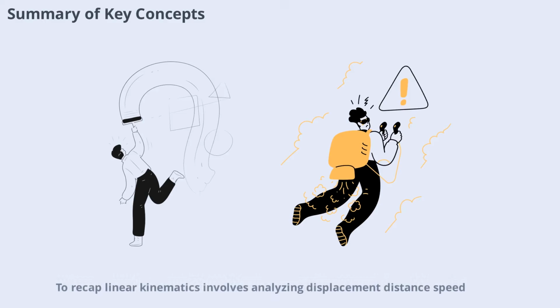To recap, linear kinematics involves analyzing displacement, distance, speed, velocity, and acceleration. Each variable provides unique insights into how we move, and together they form the foundation of biomechanical analysis. By understanding these concepts, we can improve performance, prevent injuries, and appreciate the complexity of human movement.